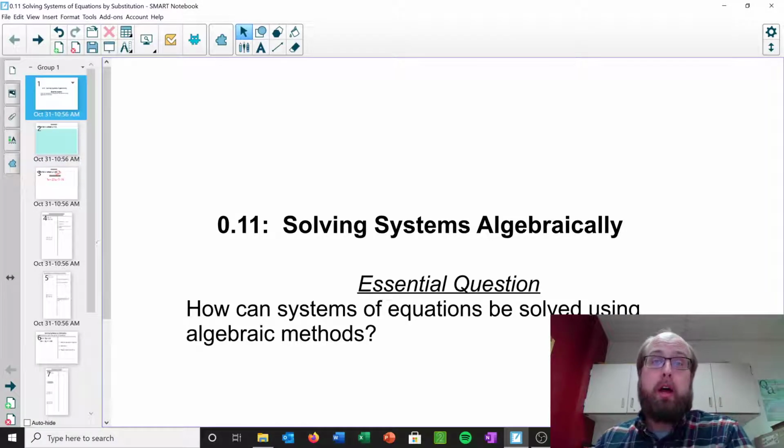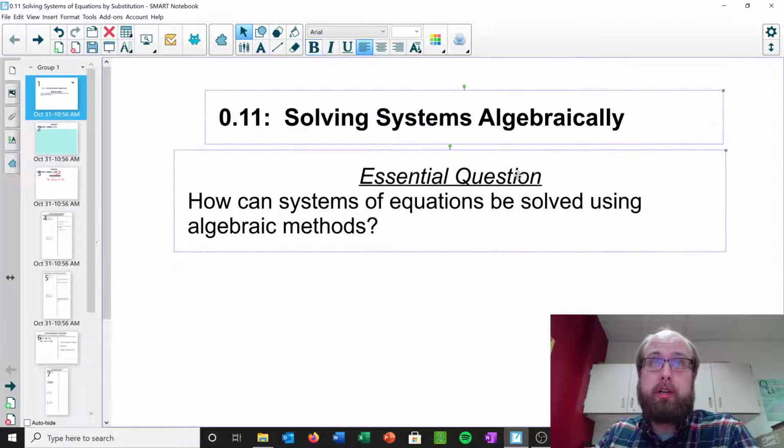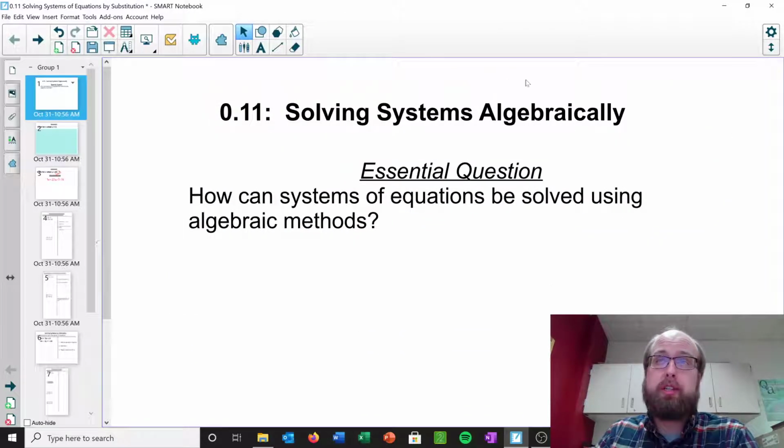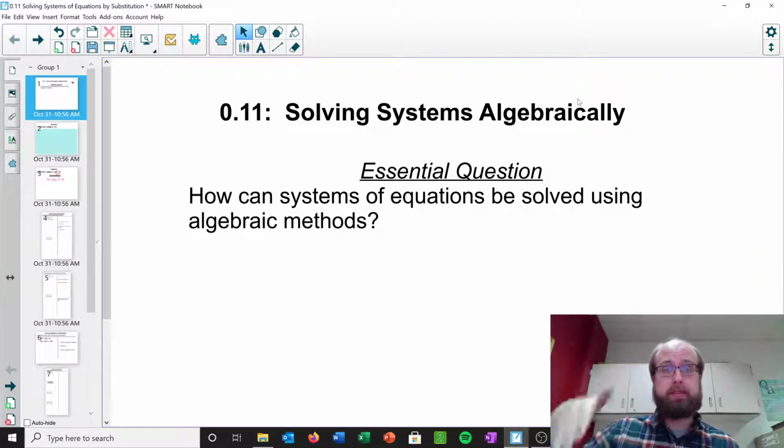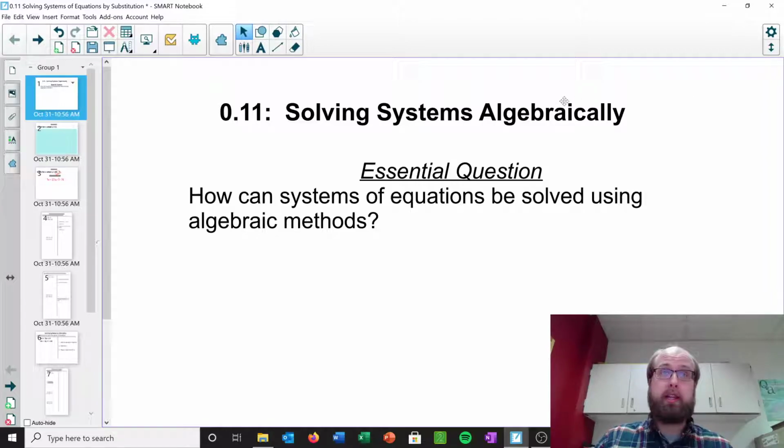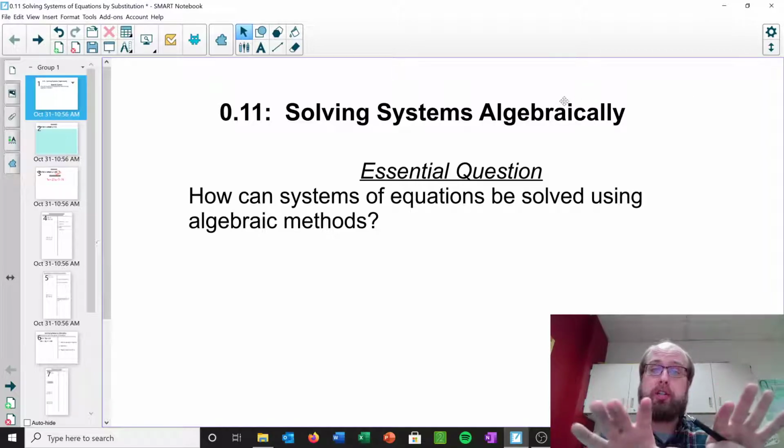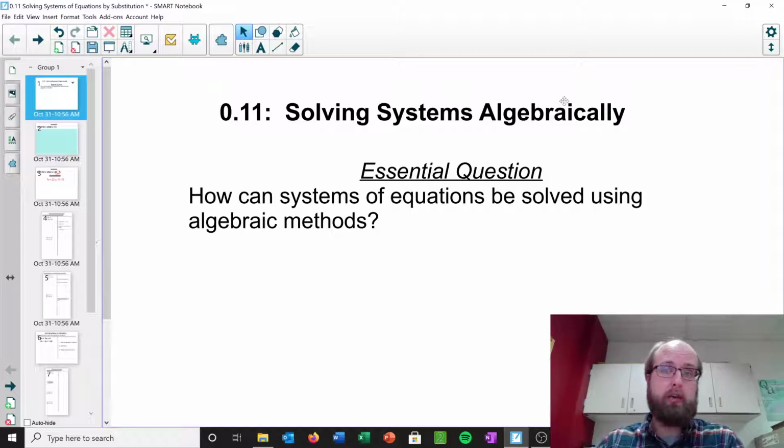Hello. Today we are moving on to 0.11, which is on solving systems of equations algebraically. In the last lesson we solved systems of equations using graphs. Today we're going to do it algebraically. In other words, we're just going to have equations that we're going to solve. We're not going to deal with any graphs.